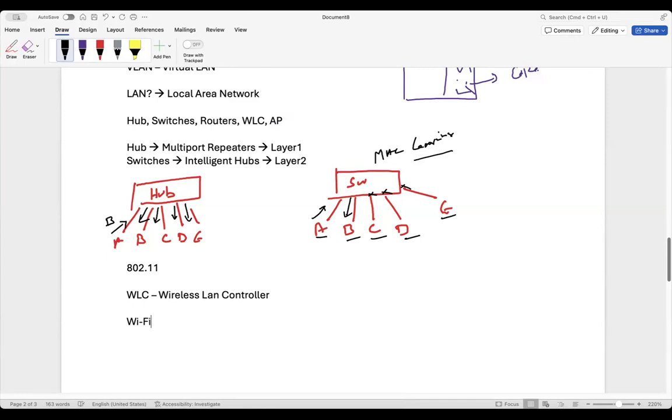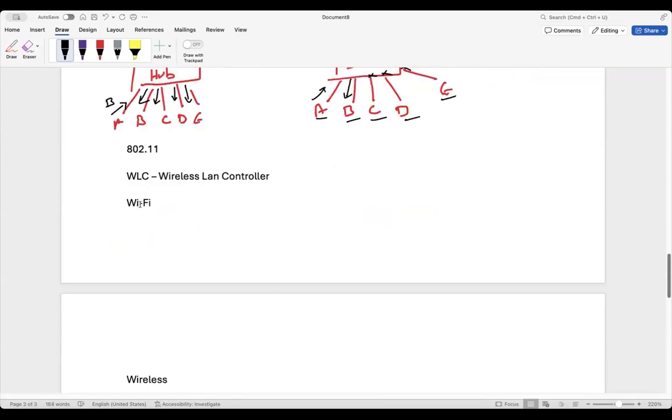Wi-Fi is not the right term. You may be wondering, as of today, you were using Wi-Fi to refer to wireless. But Wi-Fi is not the technology, first of all. Wireless is the technology. Then what is Wi-Fi? Why are people calling it Wi-Fi? If you see any wireless product, they would have mentioned Wi-Fi, right? Any wireless product you buy, on the box, they would have mentioned Wi-Fi. What is that Wi-Fi? Wi-Fi is nothing but wireless fidelity.